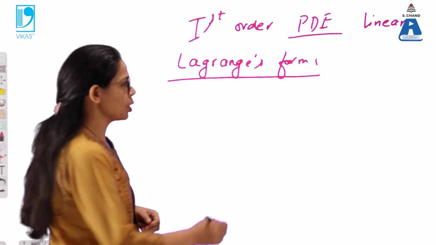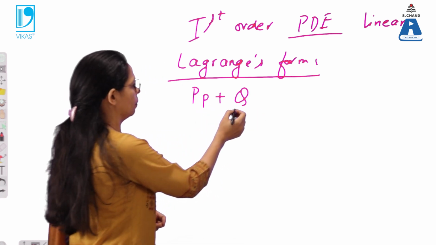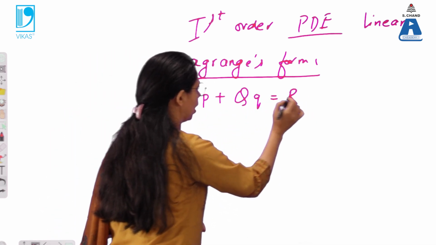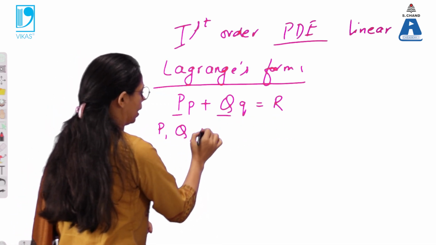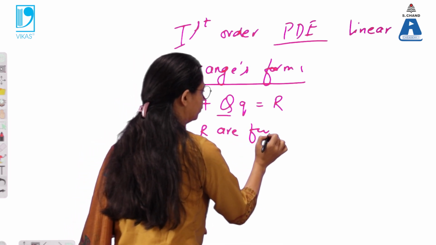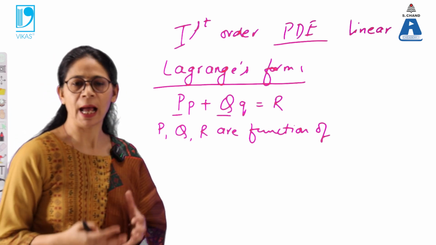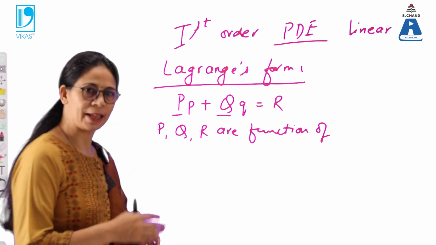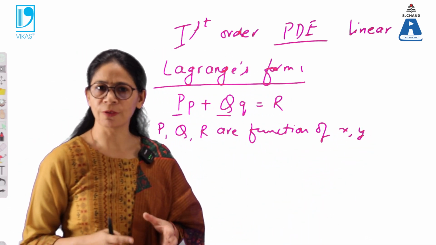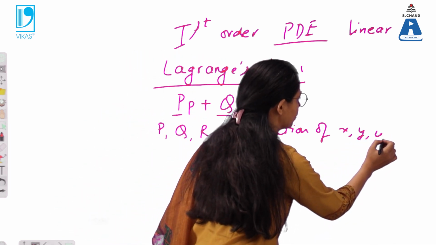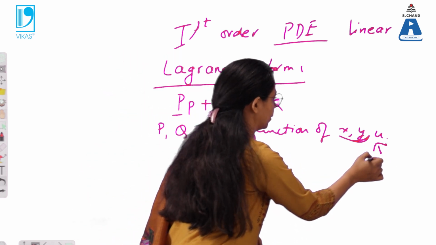In this form, the partial differential equation should be given in this way: capital P small p plus capital Q small q is equal to R, where capital P, capital Q and capital R are functions of the independent variables, let us say x and y for this case, and the unknown function, let us say u. So they may be functions of x, y and u. These two are the independent variables and this is our unknown function.